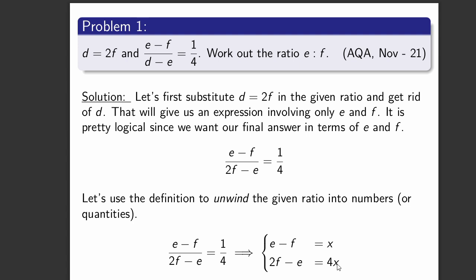Okay, now here as you can see, we have got two equations in two unknowns e and f, and both of them involve x. Most of you must know how to solve simultaneous equations in two unknowns. So here we can add the two equations. On the left hand side we shall get e minus f plus 2f minus e, and on the right hand side we shall get x plus 4x, and after cancellation we get f equal to 5 times x. That is the first step toward solving the problem. We have obtained the value of f alone in terms of x.